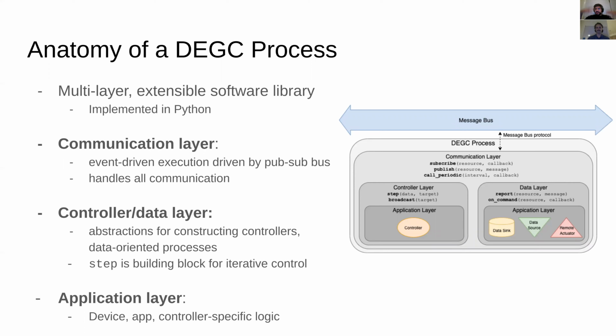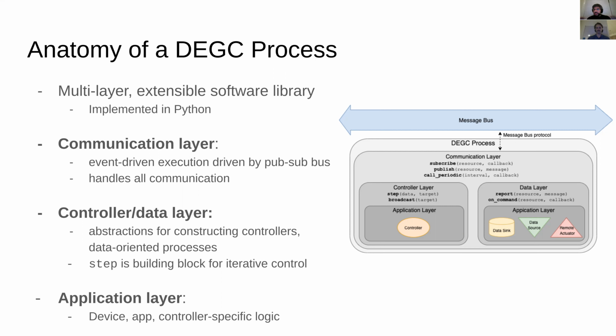Okay, so we'll start building up from the DEGC process. A DEGC process is essentially an extensible software library built using a layered architecture that right now is implemented in Python, though really there's nothing preventing us from taking these lessons and applying them to compatible frameworks implemented in other languages. The key here is that the DEGC process is built up from a modular set of libraries which provide functionality that makes it easier to construct higher level processes and higher level pieces of functionality that can build on the layers below.